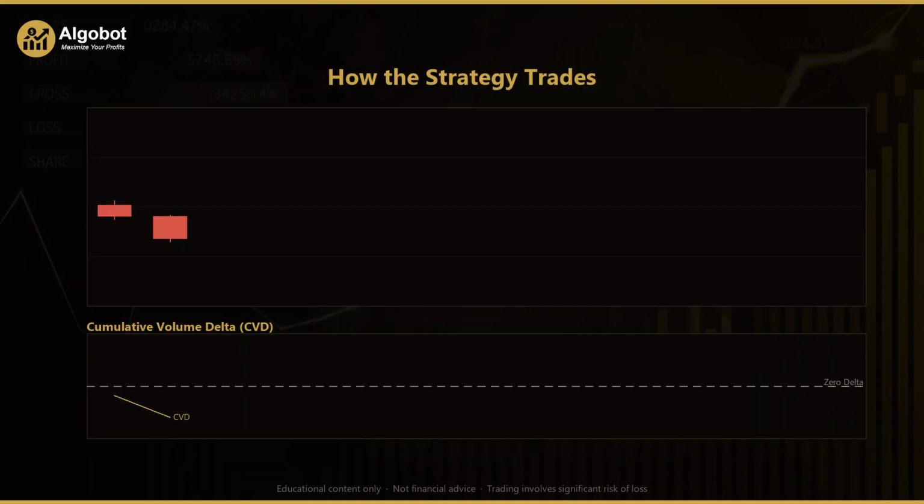Let's bring the whole idea together on this illustration. On the upper panel you can see the price candles, and in the lower subpanel we've plotted the cumulative volume delta, the running tally of net buying versus selling pressure that this expert advisor watches on every closed bar. Keep your eye on how the two panels move together, and more importantly, on the moments when they disagree.